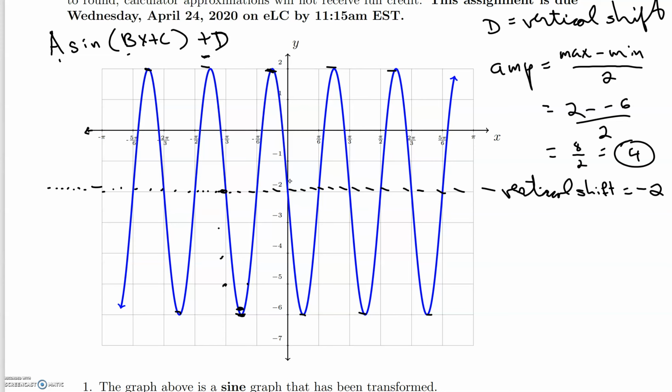Now let's think about the phase shift and the period. Actually, let's do the period first. It doesn't really matter.